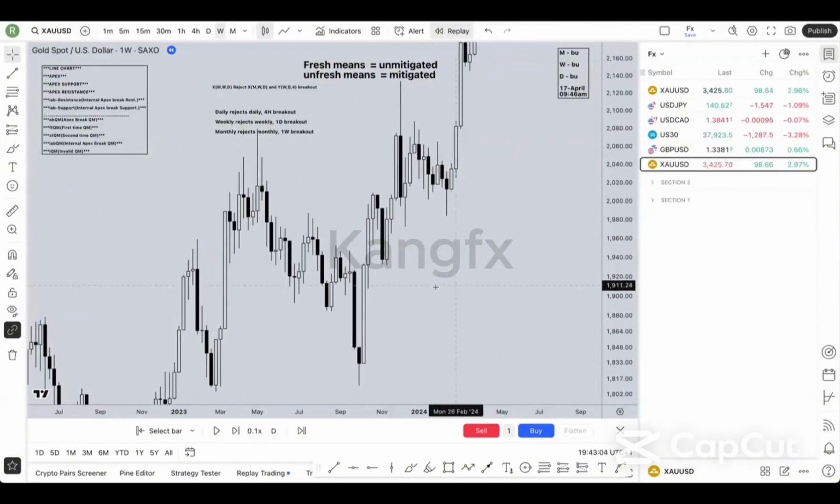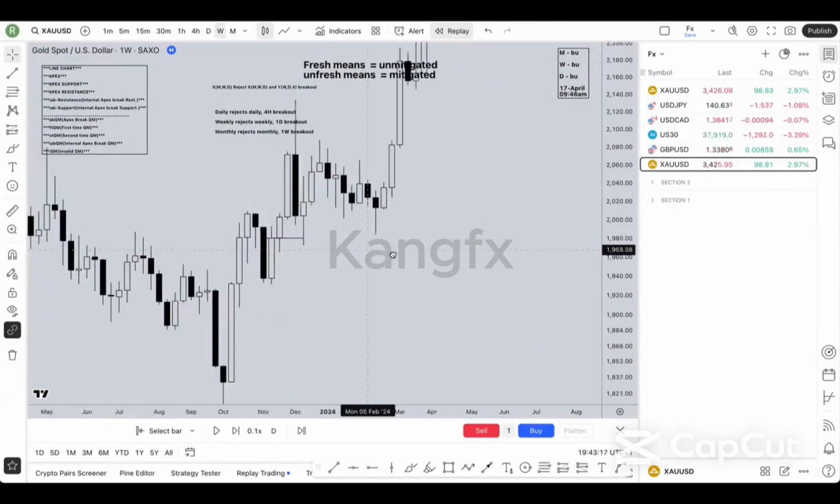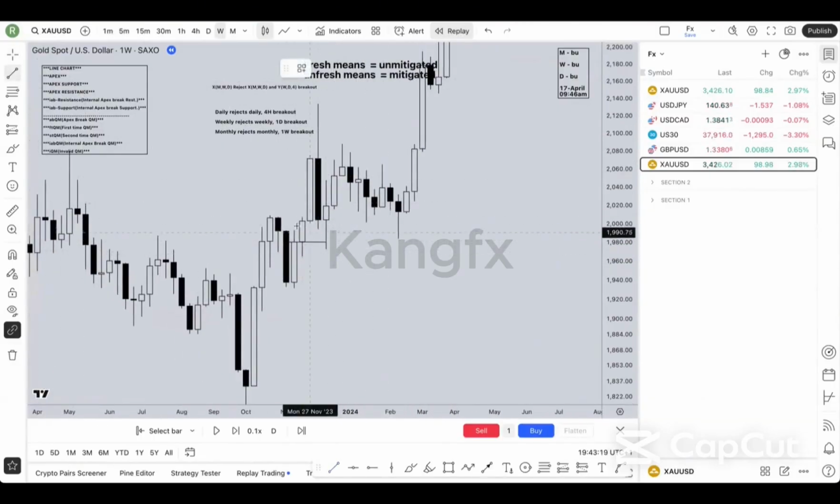Now, see this one. We had weekly, we had a rejection here. You see that this skill level rejected from here, rejected this one, rejected here, rejected here. But what did I do? I used the one that is the lowest, which is this one. Always try to use the one that is the lowest. So after rejection, there was a breakout and the market continued.